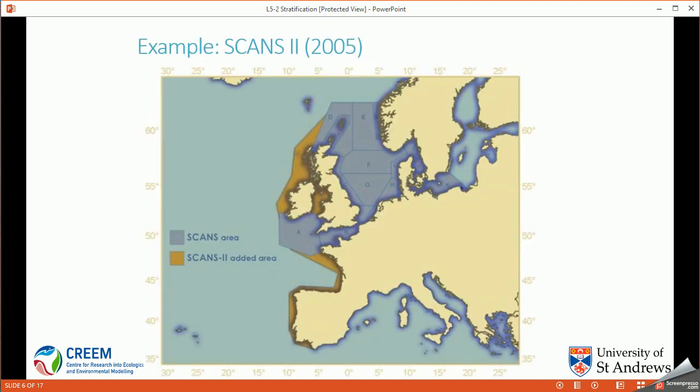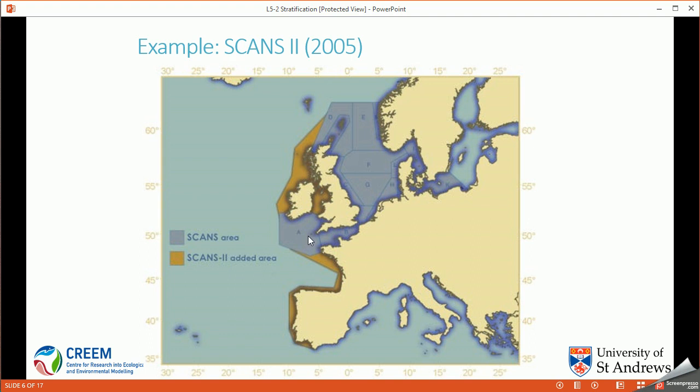So we'll look at an example of geographic stratification. This is the SCANS survey of the North Sea and surrounding waters that happened in 2005. It was a survey of marine mammals. And you can see the brown and blue areas; those are just different kinds of surveys that were done in those areas. Let's just look at the blue bits, for example, these purplish blue things.